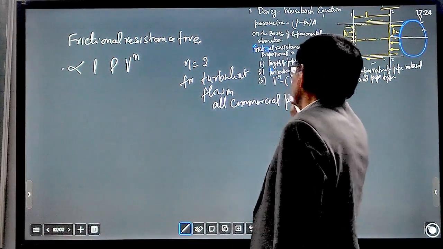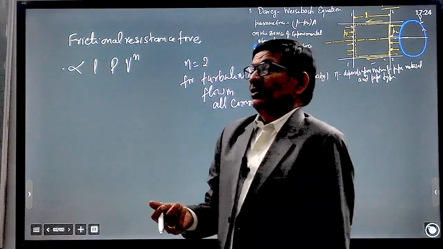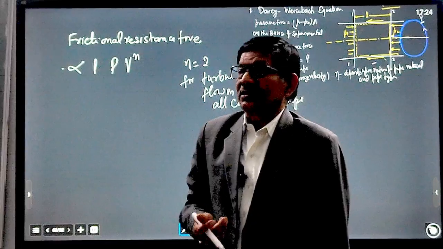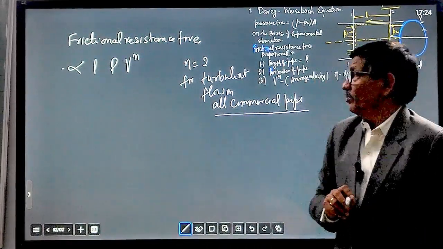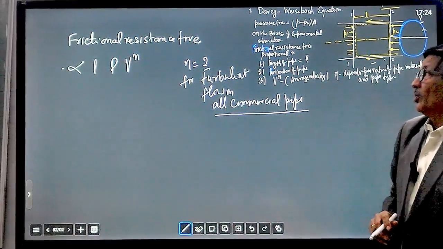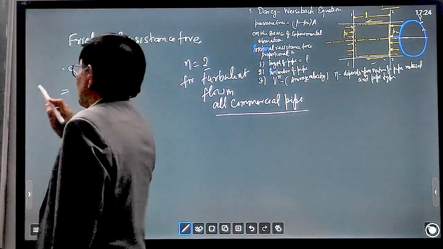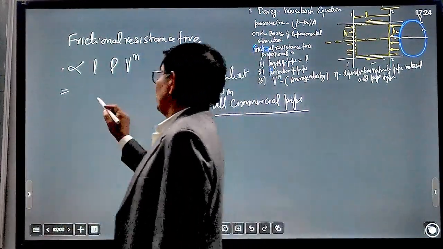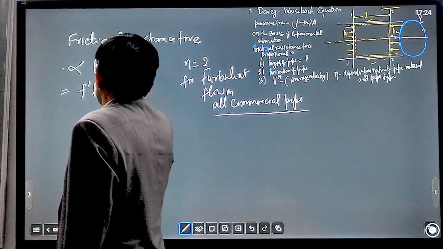In all the commercial pipes that we use for transportation of fluids like crude oil, gas and water, most of the time the flow is turbulent, so we take n equal to 2 for turbulent flow. So this resistance force, when we remove the proportionality constant, becomes F' L P V squared.